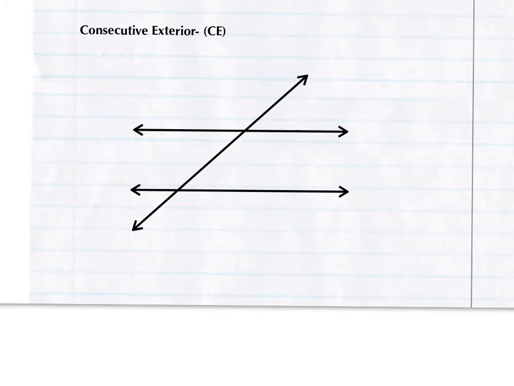Last but not least, we have consecutive exterior angles. Consecutive means they're next to each other, right? Next door neighbors. So that'll be things like 1 and 3 and 2 and 4 next to each other. 1 and 2, 3 and 4, 1 and 3. But it says exterior. So they're looking for things that are next to each other, but outside of the parallel line. So we're talking about angles like angle 1 and angle 2, or angle 7 and angle 8.